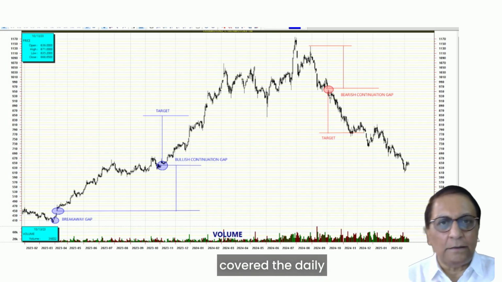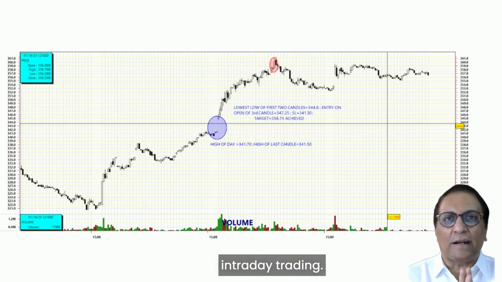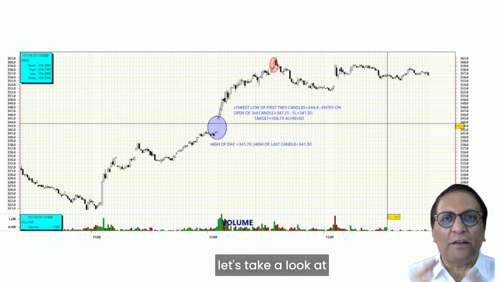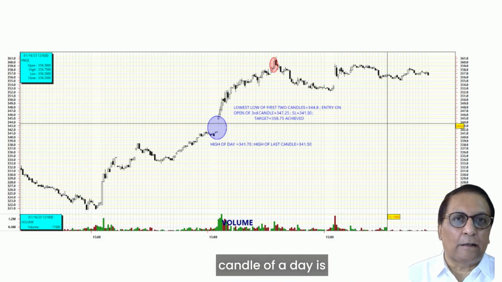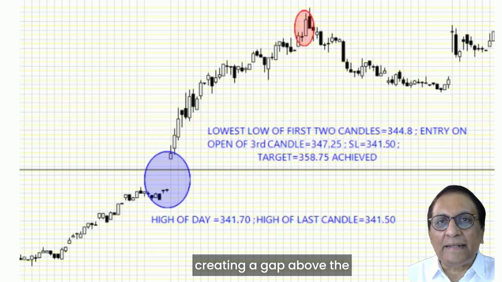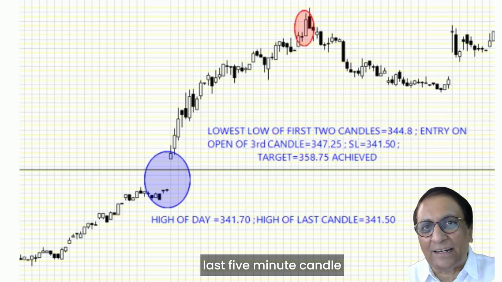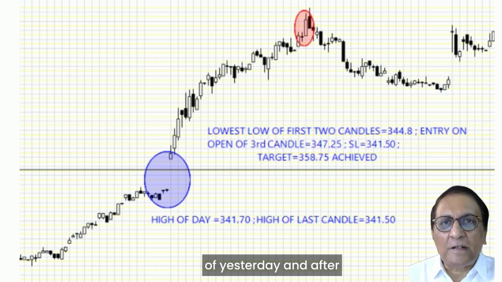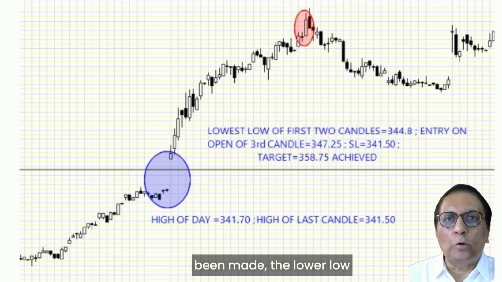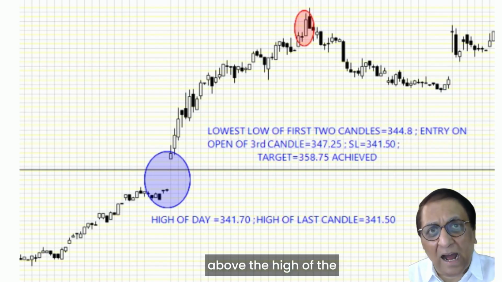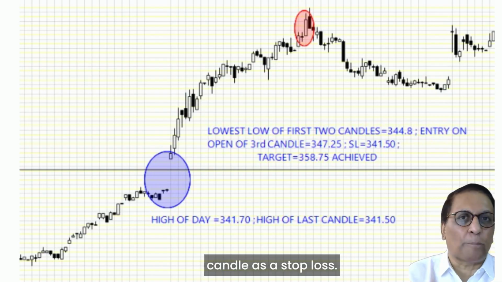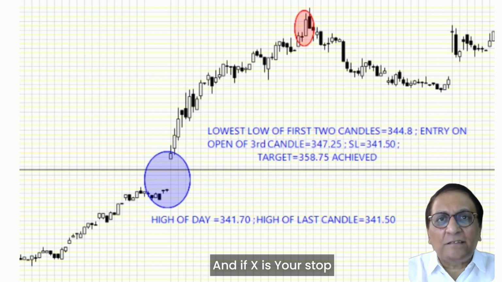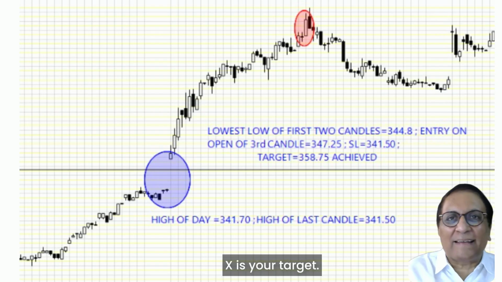Till now we have covered the daily trading of gaps. Now let's come to intraday trading. Now in intraday trading, let's take a look at the 5-minute candles. If the first 5-minute candle of a day is creating a gap above the last 5-minute candle of yesterday, and after the second candle has been made, the lower low of the two candles is above the high of the whole day yesterday, buy on the opening of the third candle, keeping the high of yesterday's last candle as a stop loss. And if X is your stop loss, entry plus twice X is your target.